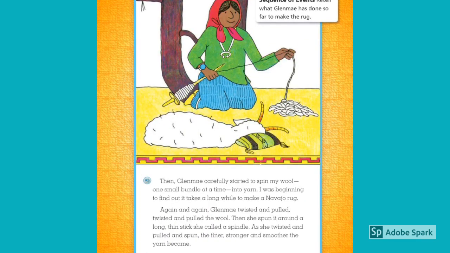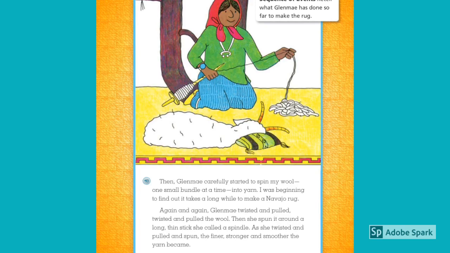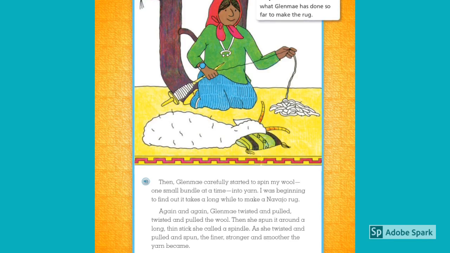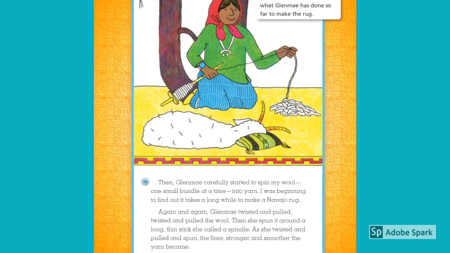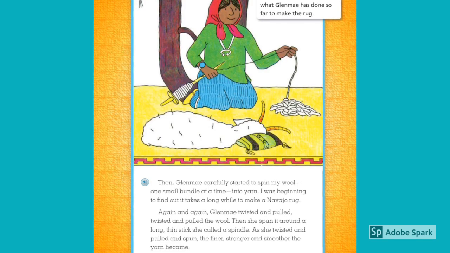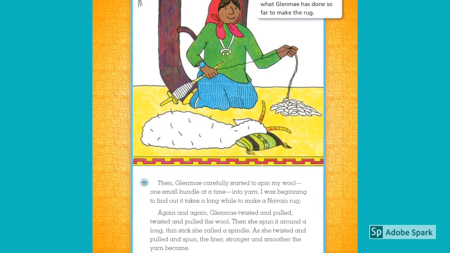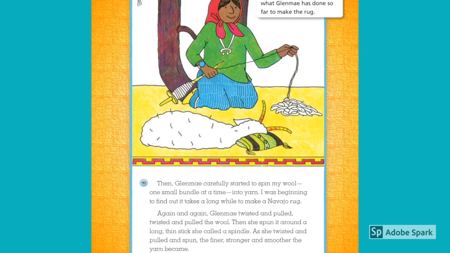Then Glenn May carefully started to spin my wool, one small bundle at a time, into yarn. I was beginning to find out it takes a long while to make a Navajo rug. Again and again, Glenn May twisted and pulled the yarn. Then she spun it around a long, thin stick called a spindle. As she twisted and pulled and spun, the finer, stronger, and smoother the yarn became.